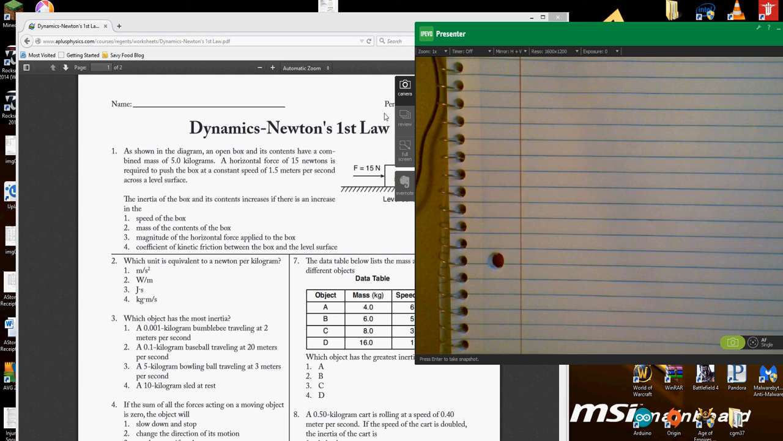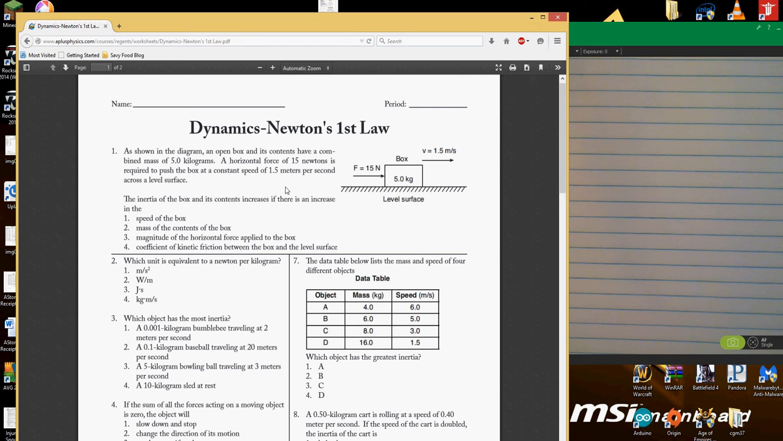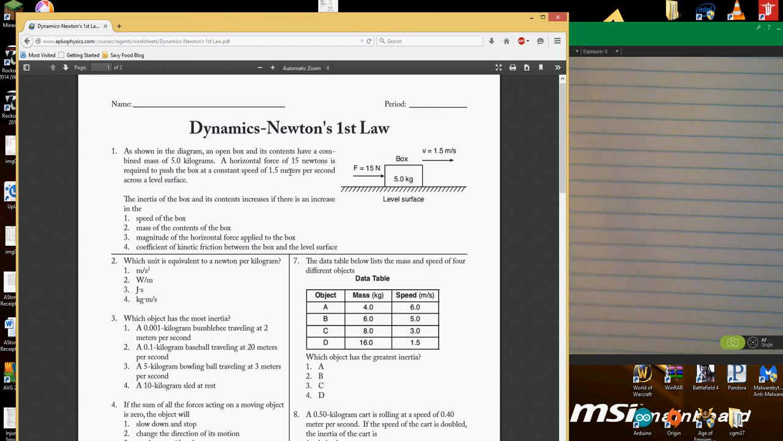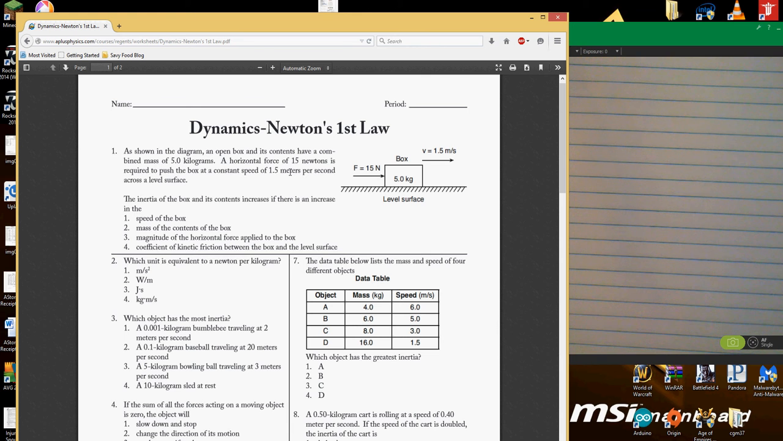Alright, we're going to do Newton's first law. So question number 1 says, as shown in the diagram, an open box, its contents have combined mass of 5 kilograms and a horizontal force of 15 newtons is required to push the box at a constant speed of 1.5 meters per second across the surface.